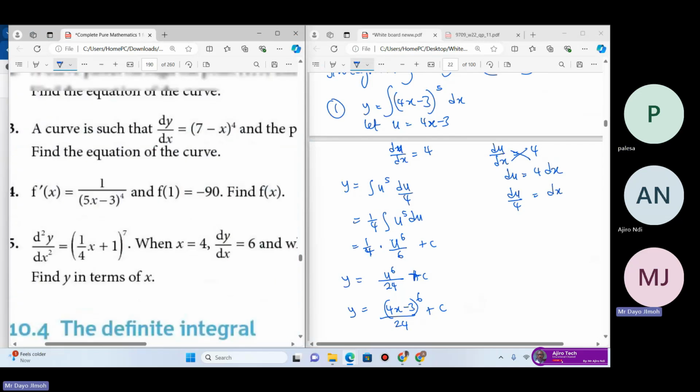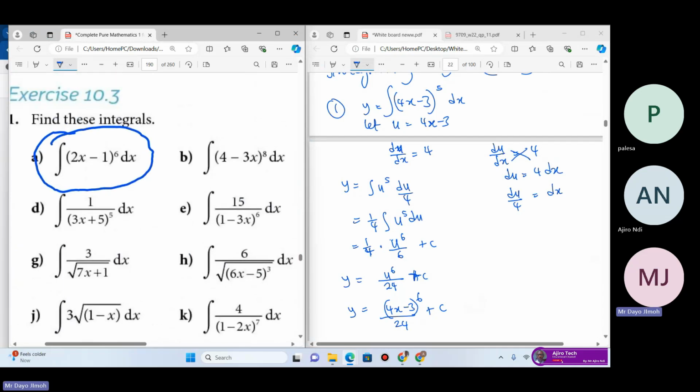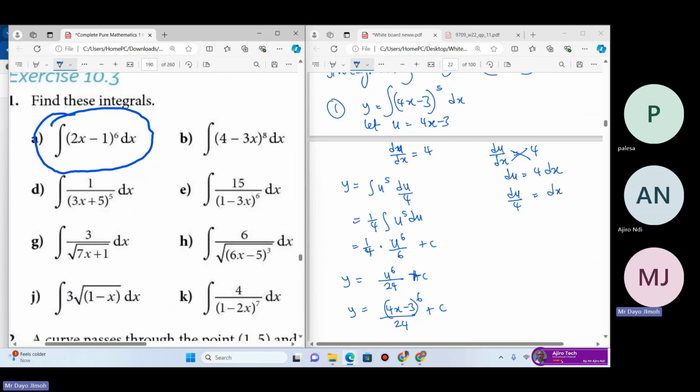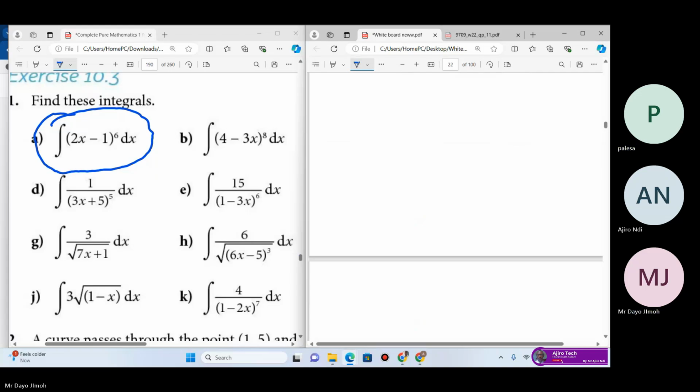Okay. Now let me see how you can solve number D. Okay, let me do it. 3x plus.